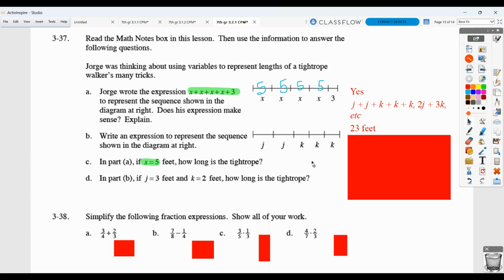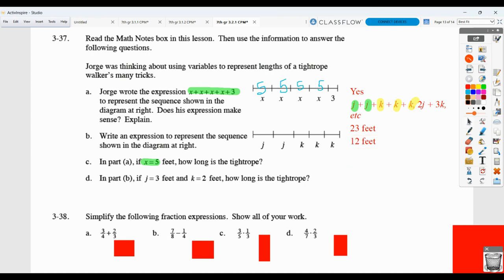And then in part B, if j is 3 feet and k is 2 feet, how long is that? Well, j plus j would then be 3 plus 3, plus k plus k plus k would be 2 plus 2 plus 2, giving us a total of 12 feet. So again, show a little more work here than even what I have. And then here you have to simplify them. Again, you need to show all your work. So make sure you're showing how you're getting a common denominator and so forth.